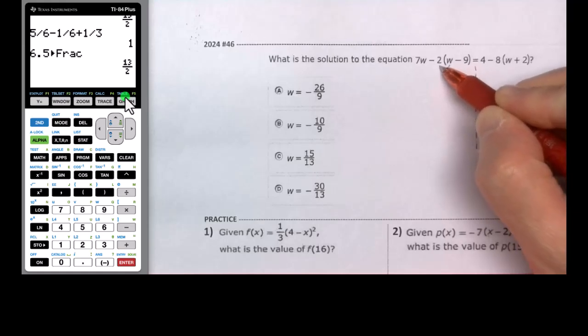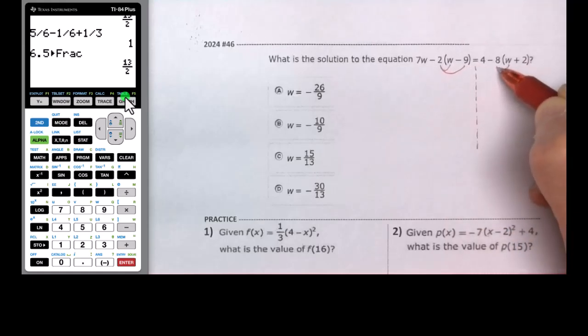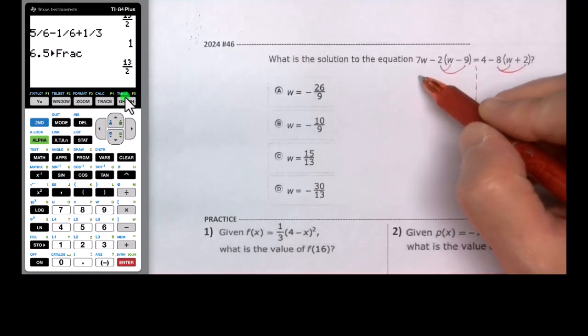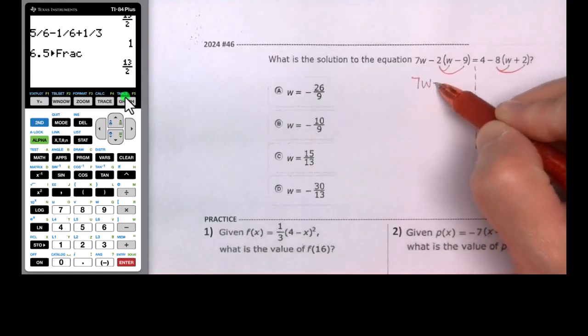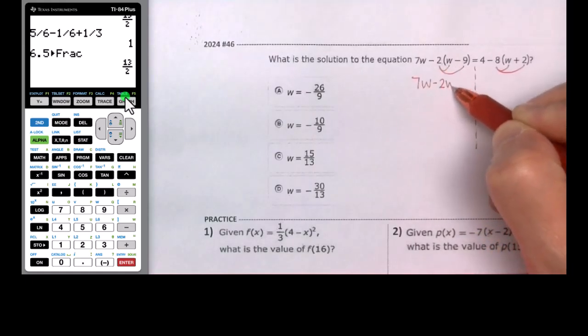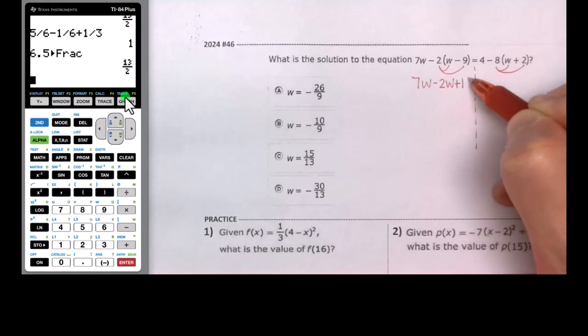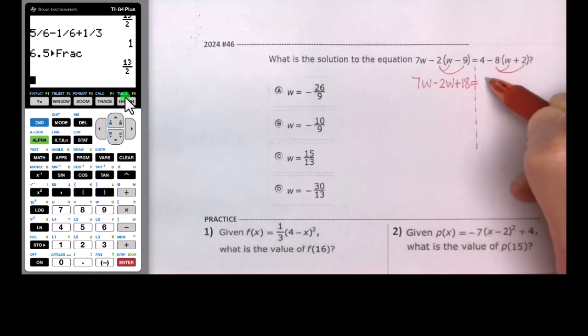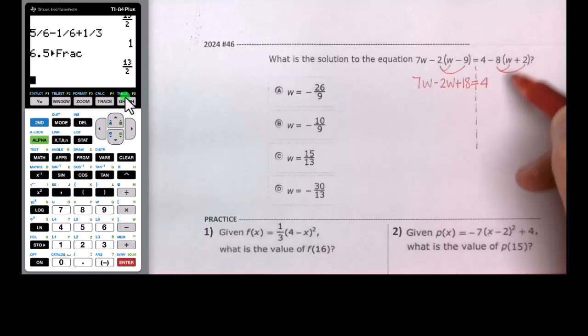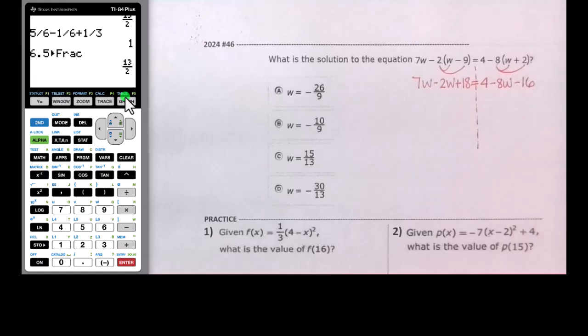We're going to multiply the numbers that are outside with the numbers that are inside. So we have 7w minus 2w plus 18 equals 4 minus 8 times w, which is negative 8w, and negative 8 times 2 is negative 16.